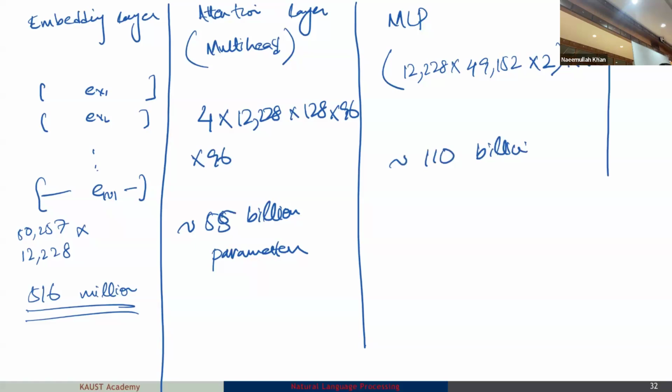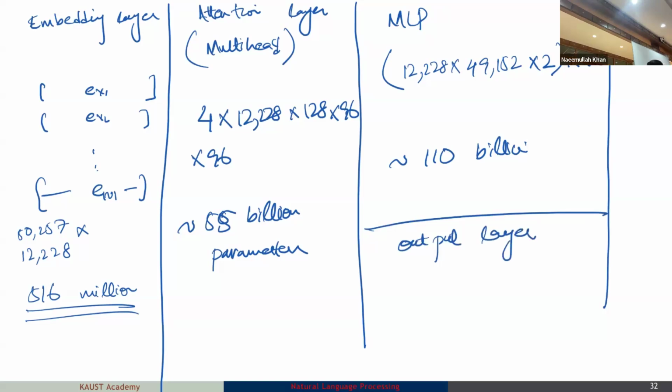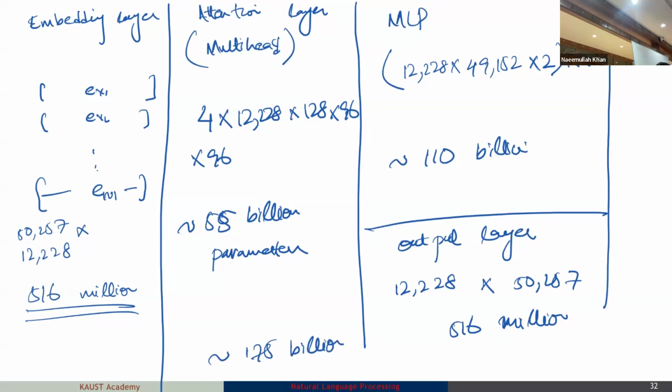And then we have one output layer. The output layer has to take the embedding. After all the calculations you have done on the embedding, you have to use it to predict the next token. So you have a linear layer which takes the embedding dimension and gives you an output distribution over the vocabulary size. So it would be 12,228 dimension times 50,257. And this is again 566 million parameters. If you add this up, this is roughly equal to the 175 billion parameters for GPT-3.